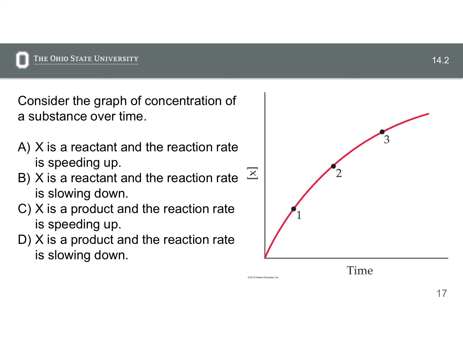Okay, so now here we have a graph of concentration of a substance over time. Take a look at our choices here, A, B, C, and D, and decide which of these is represented in the plot.